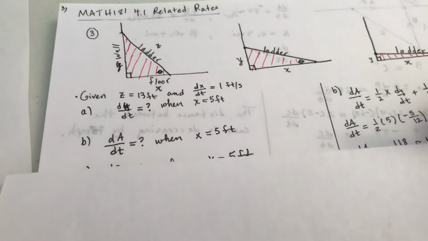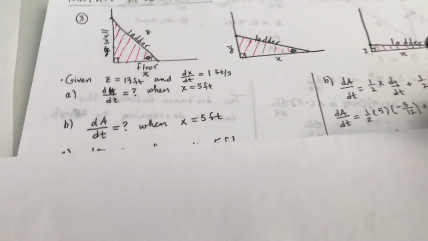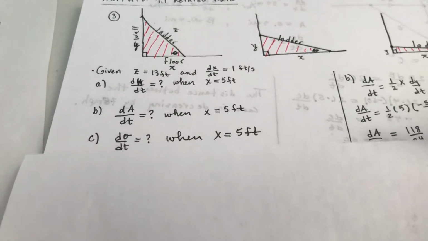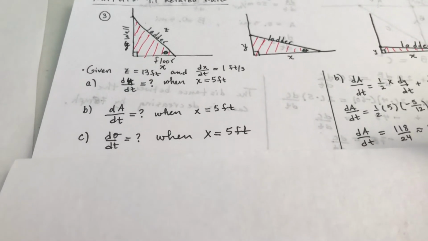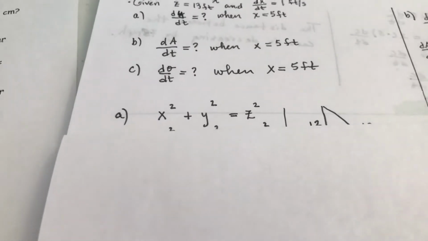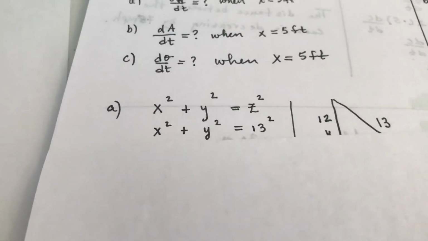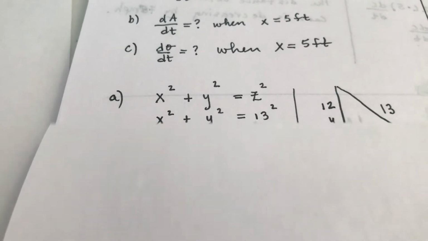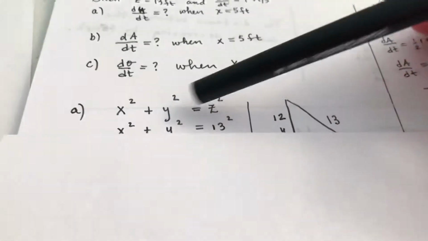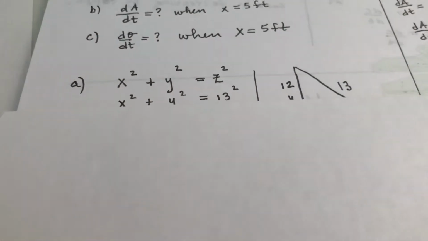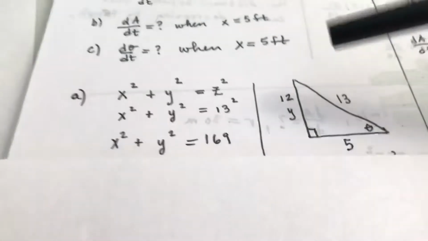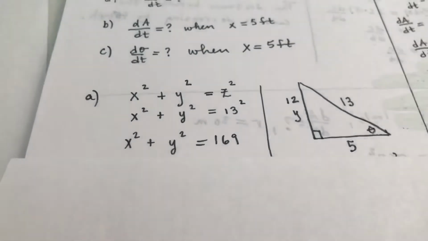So I summarized everything. B is what's dA/dt when x is 5 feet, and C, what's d theta/dt when x is 5 feet. So let's take a look at the first one. x squared plus y squared equals z squared. Now z is constant. z is not changing. x and y are changing, but not z. So I'm going to go ahead and put the 13 in there. And that gives me x squared plus y squared equals 169.